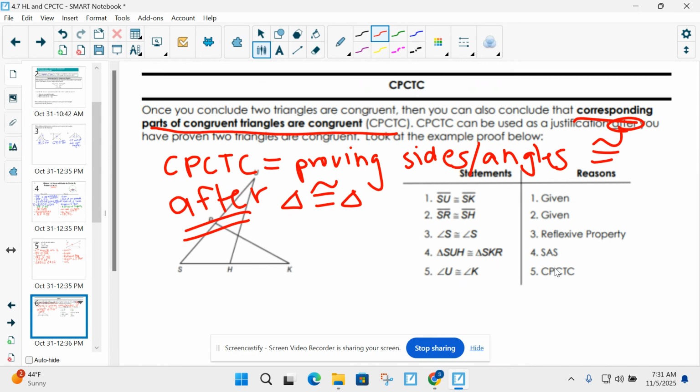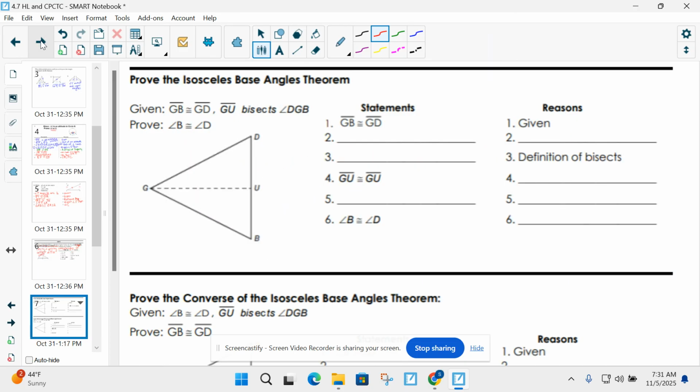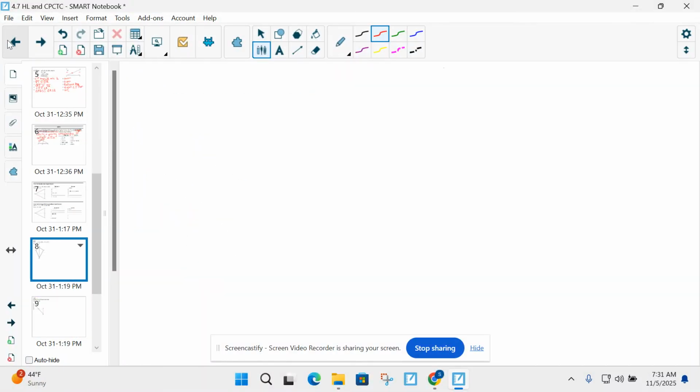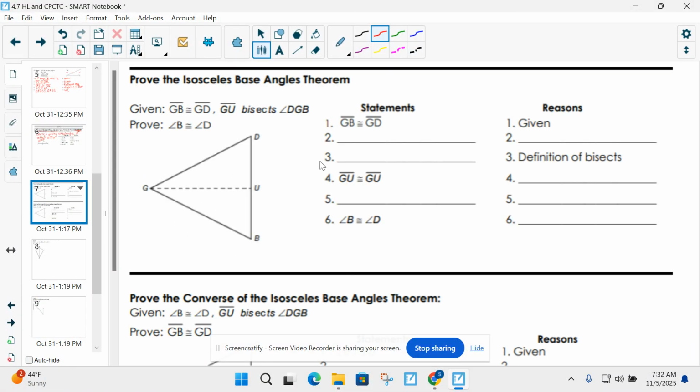Okay, so CPCTC comes after you prove the triangles are congruent to prove that U and K are congruent. All right, so then we have 2 more proofs. The next ones are bonus, half a point each. Okay, so for this question, we know that GB and GD are congruent. That's given. And we also know that GU bisects angle DGB. And that's given.